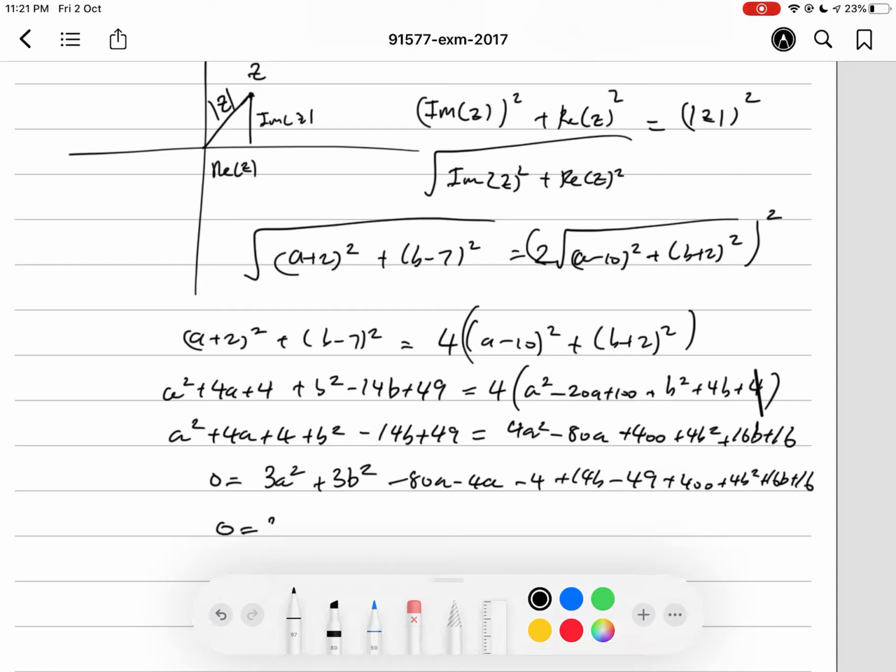Alright, so now we just need to group our like terms. So 3a squared plus 3b squared minus 84a plus 30b, and we have negative 53.